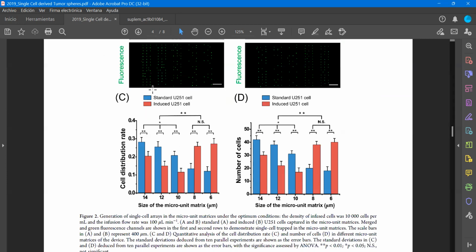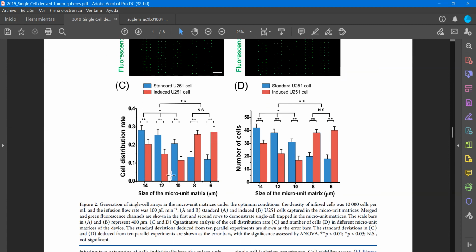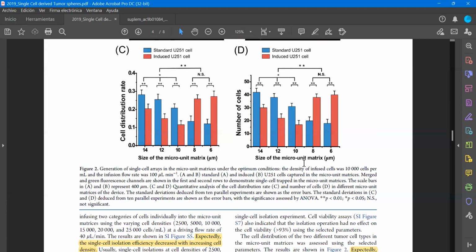So the distribution of the cells, here you see in blue the standard cell line, and in red the induced cell line. You see how they distribute in these different sizes of the microunit matrix, when the pores are 14, 12, 10, 8, and 6. And they also count the number of cells that they have in each of these places.